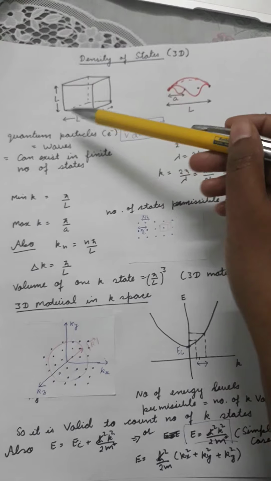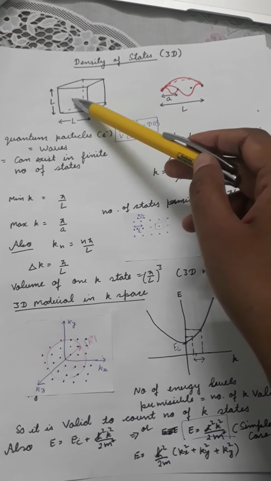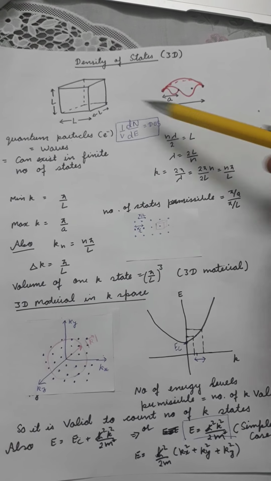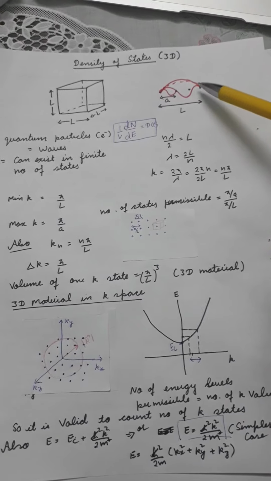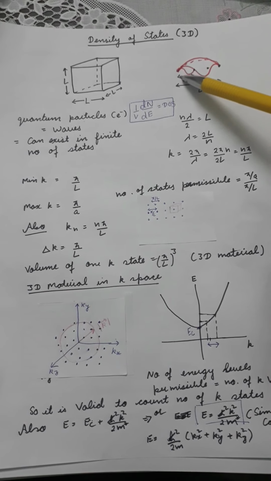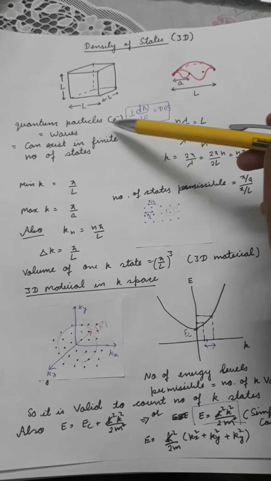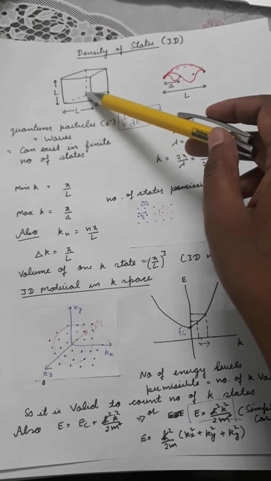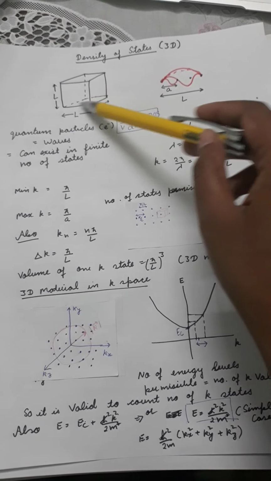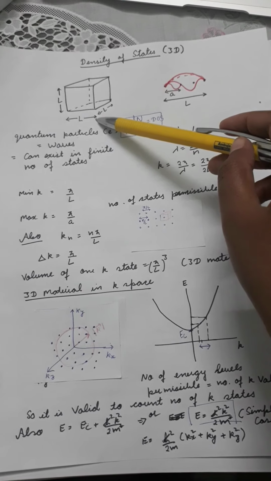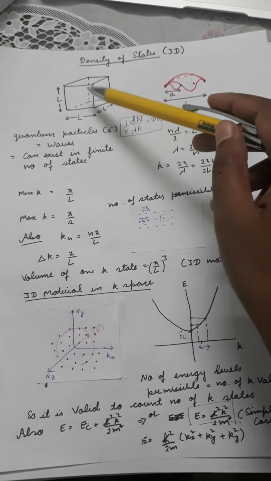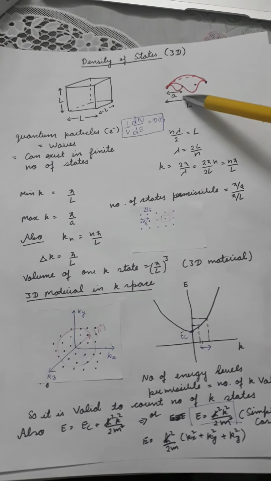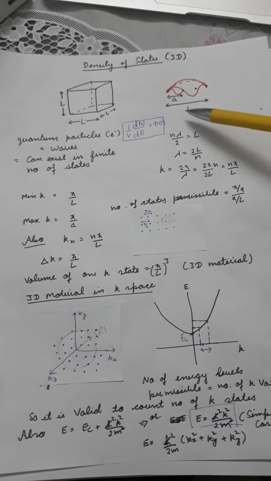So if we take this lattice and consider just one layer of atoms in this cube of length L, the quantum particle that we're talking about here is the electron, and it will behave like a wave. Because the length, width and height of this material have some finite value, it will have some finite number of modes that will be possible for that electron. So those modes can exist in this manner.